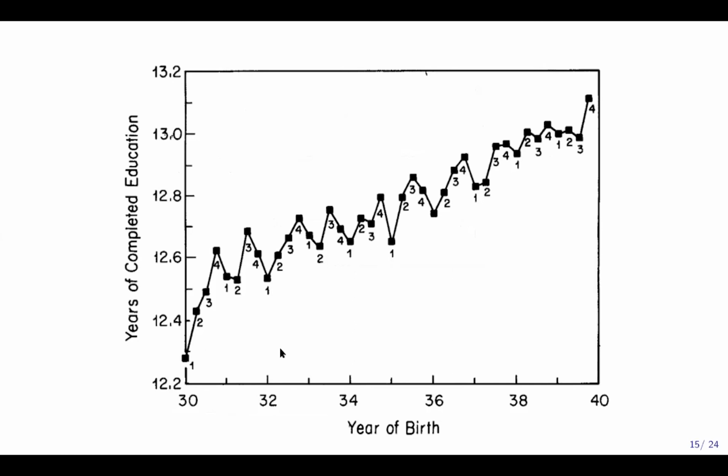The digits that are printed below each point indicate quarter of birth. So all the way at the extreme left here where my mouse pointer is, that number 1 refers to the first quarter of the year 1930. All the way over here at the right, that number 4 refers to the fourth quarter of 1940, and so on. If we take a close look at this plot, we will discover that in every year except for 1940, men born in the first quarter ended up attaining fewer years of education on average than those who were born in quarters 2 through 4.